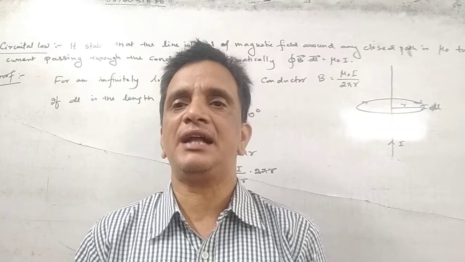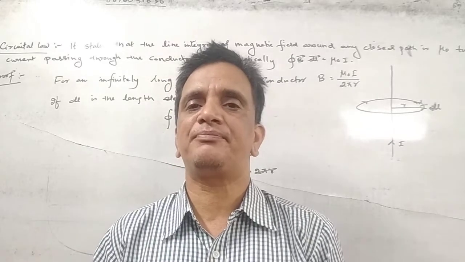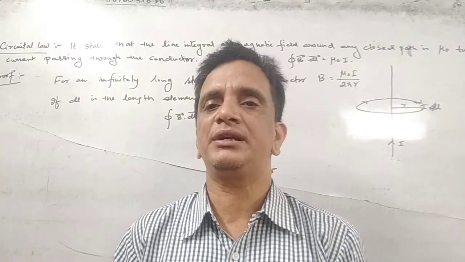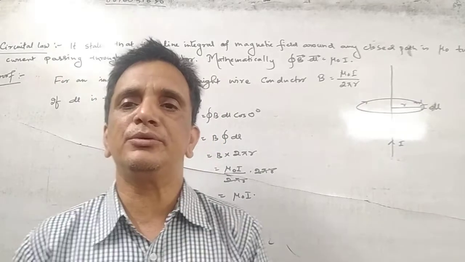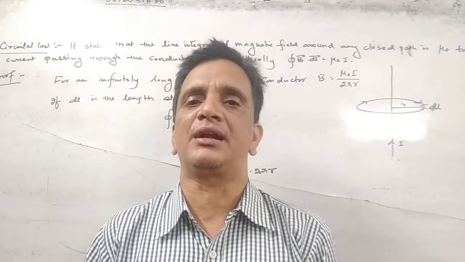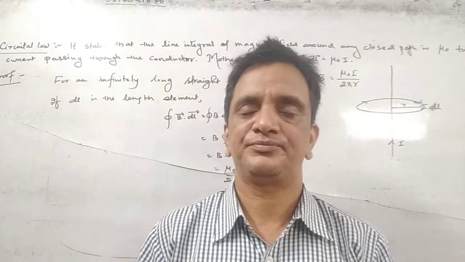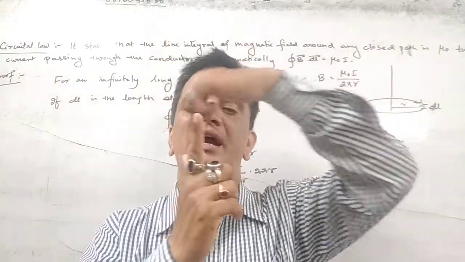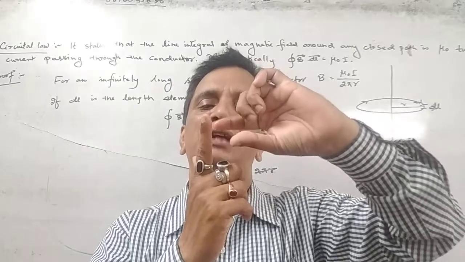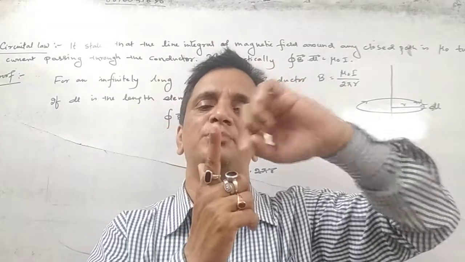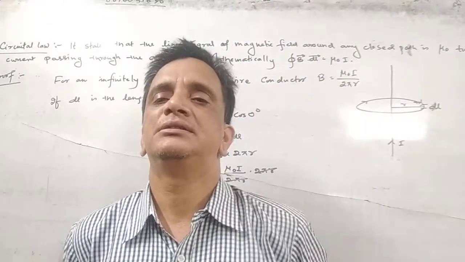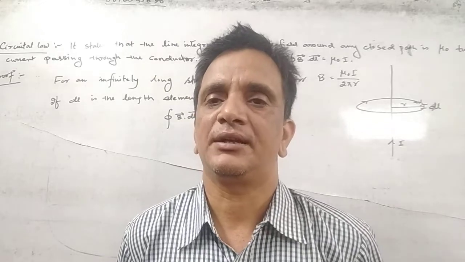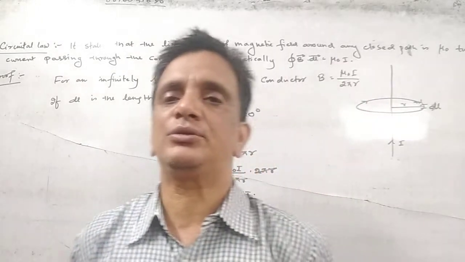It states that the line integral of the magnetic field around any closed path is mu naught times the total current flowing through the circuit. Suppose the current I is flowing through it, then the magnetic field around it will be mu naught, that means permeability, times the total current flowing through the conductor. Is it clear? It is the same as in the Gauss theorem.